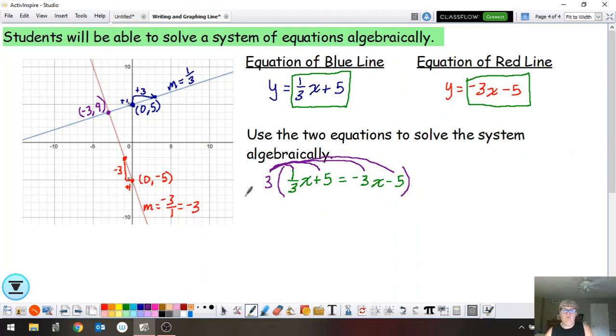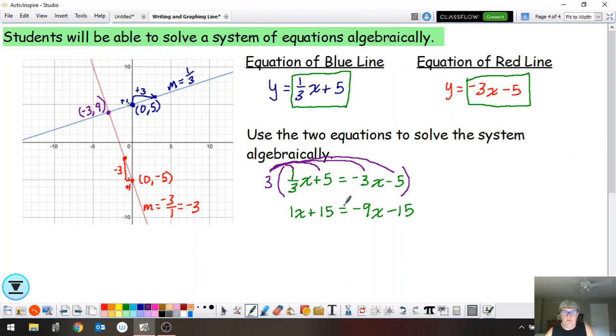When I take 3 times 1/3, that's like saying 1/3 of 3. So 3 times 1 is 3 and divide it by 3 is 1. So I'm going to have 1x plus 3 times 5 is 15 equals 3 times -3x is -9x. 3 times -5 is -15. And now you have an equation that doesn't have fractions and you can solve it.